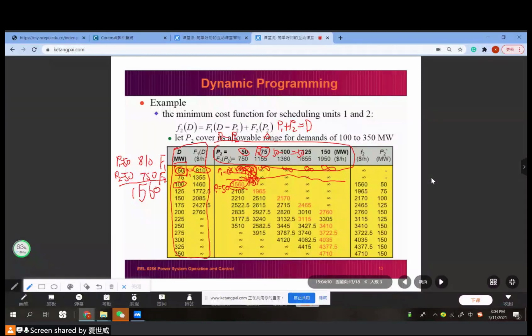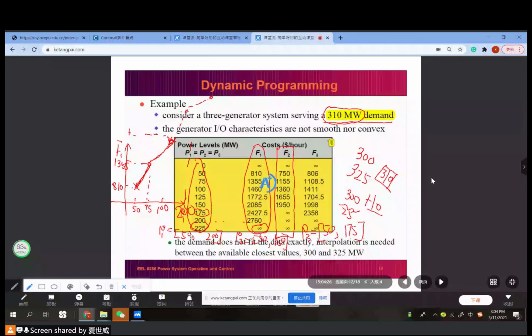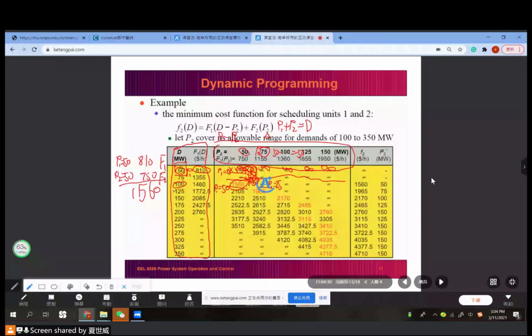Okay. So for this element, that means generator 2 outputs 75. So how much is left for generator 1? Generator 1 will be 25. 25 is impossible, you see, because P1 is from 50 to 200. So that means the fuel cost for generator 1 is infinite. So infinite plus this number is infinite. Okay. Similarly calculate the others.